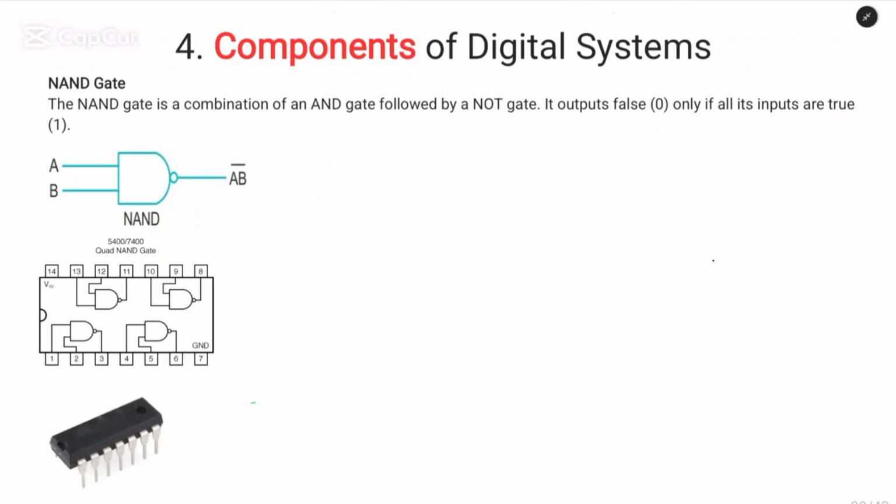What is a NAND gate? A NAND gate is a combination of an AND gate followed by a NOT gate. The output will be false only if all the inputs are true. These are the conditions of the operation of the NAND gate.